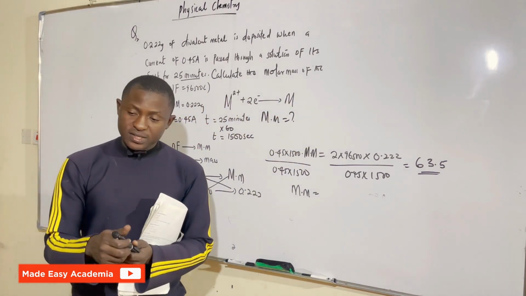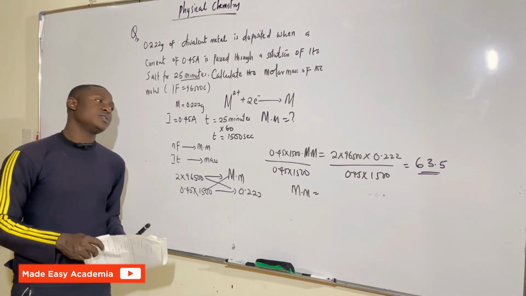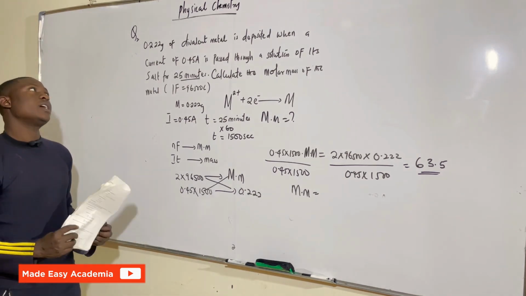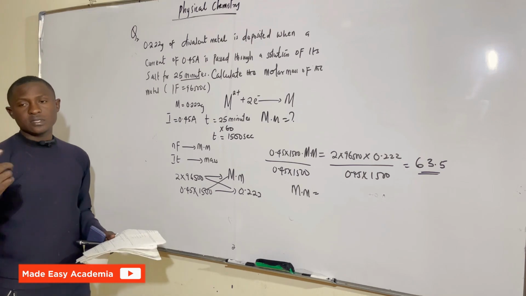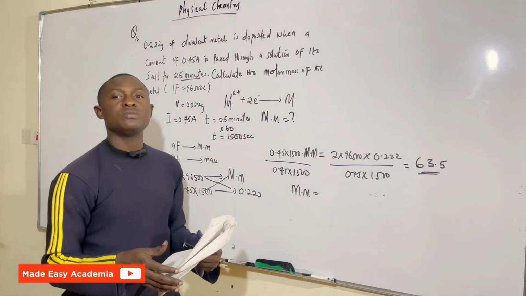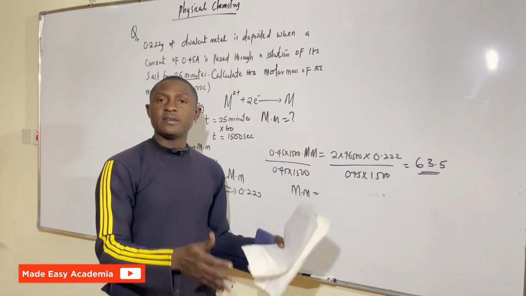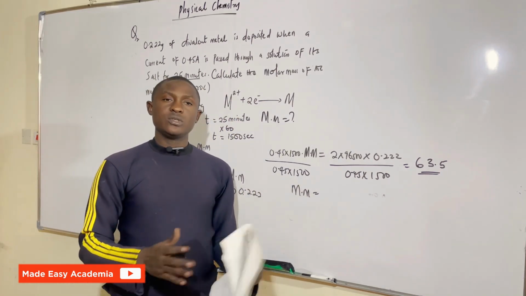Because there are some problems where you are asked to guess the element. So we have the molar mass of that element to be 63.5. So that's what we have for Faraday's first law and second law. Just make sure that you know how to make use of the formulas. If you know how to make use of the formulas, either the first law or the second law, you'll be able to use the formula.